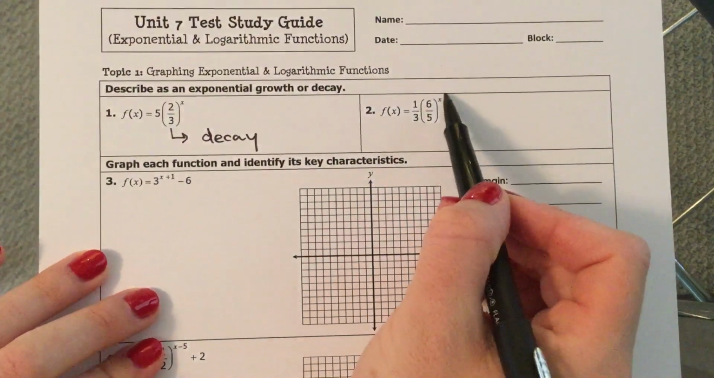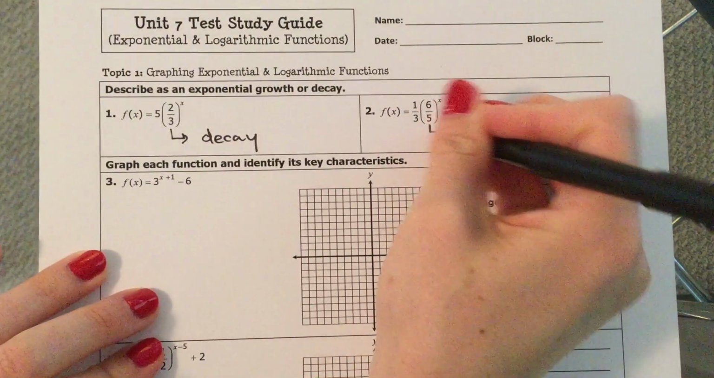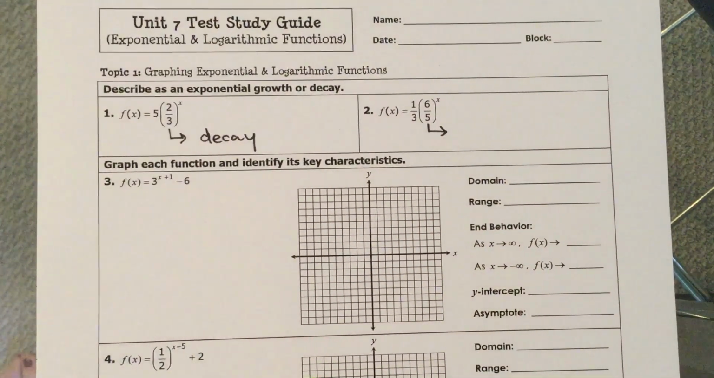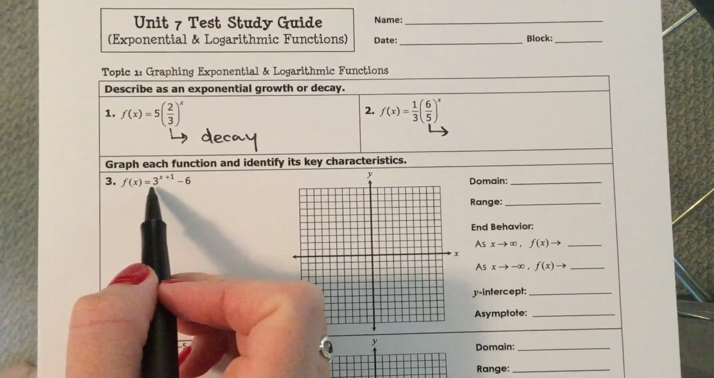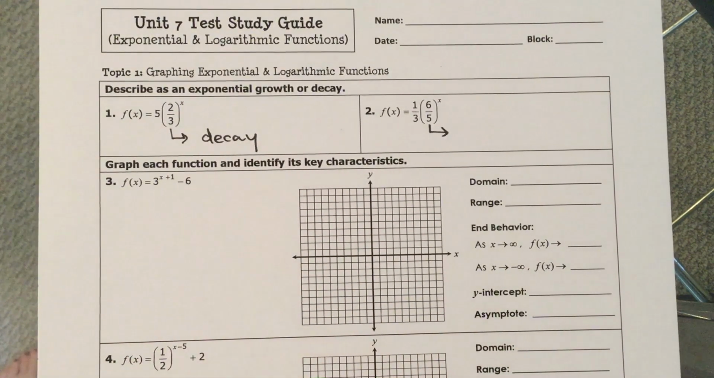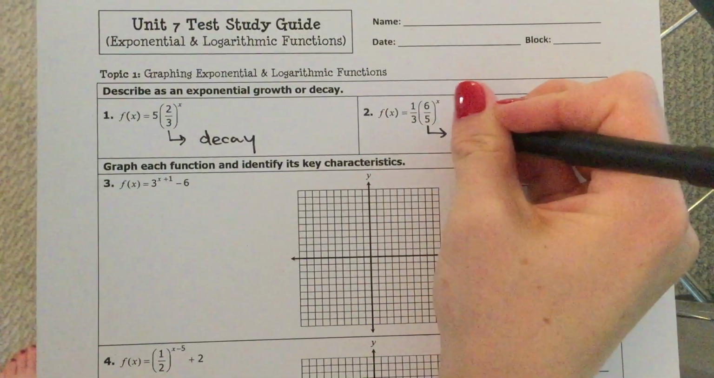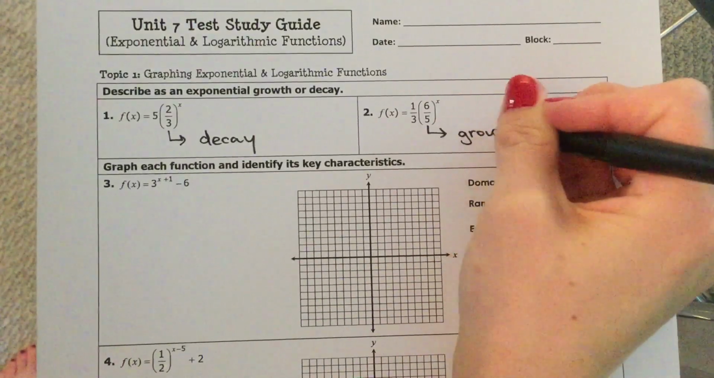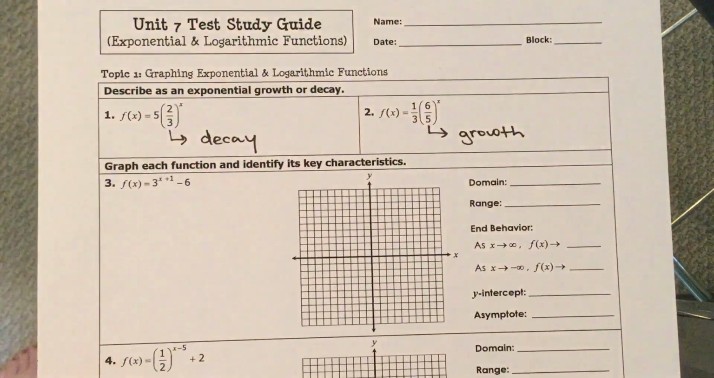All right, same thing here, look for the x, look for the base. These two both happen to be in parentheses, but that's not always true. For instance, look at number 3. The base is 3, but it's not in parentheses, so don't use that as an indicator. Here for number 2, the base is 6/5, and since 6/5 is bigger than 1, that would be exponential growth.